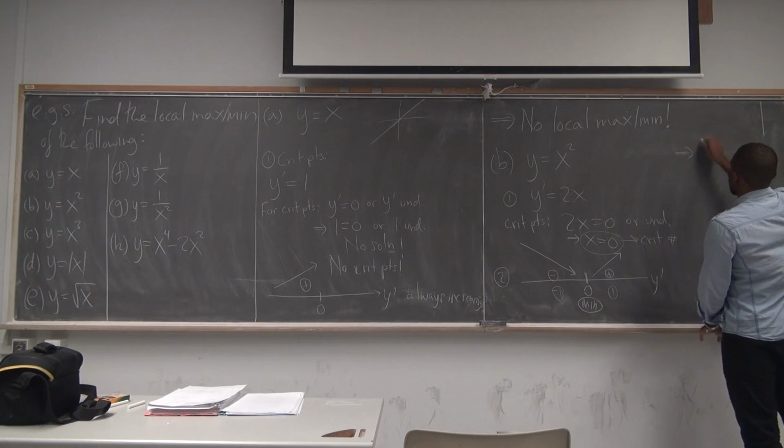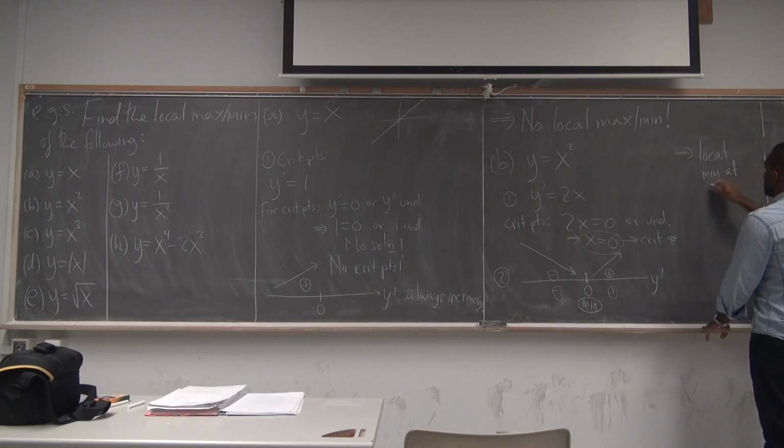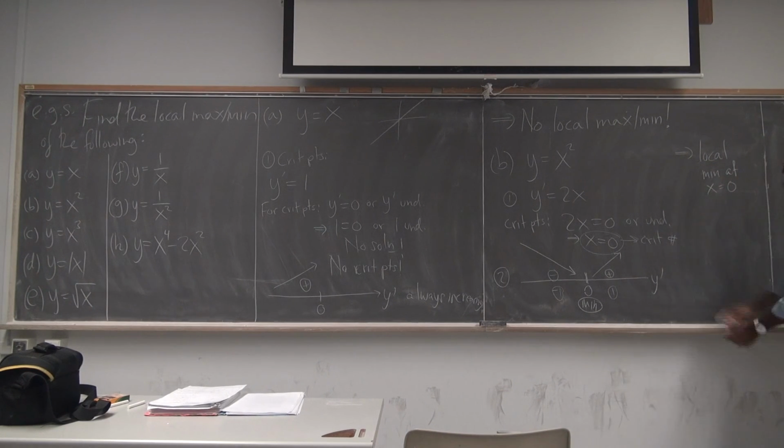So this means we have a local minimum at x equals 0. There's nowhere where I'm increasing on the left and decreasing on the right, so I actually have no local max. And that's your answer. Which makes sense, again, because in this case, we actually know what the graph looks like. So there is a point that's lower than everyone in that particular region, but there's no point that's higher than everyone in a particular region.